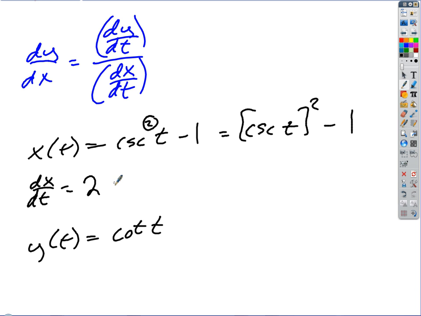2 cosecant t, and then the derivative of negative 1 is just going to be 0, right? Okay, times the derivative of cosecant t. What is that? Cotangent squared? No. Negative cosecant t cotangent t. Okay, good. So there's dx/dt. What about dy/dt?